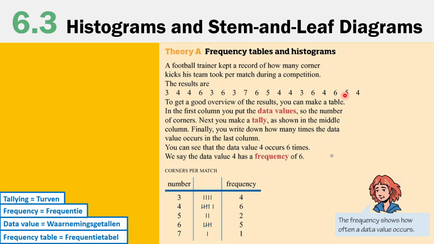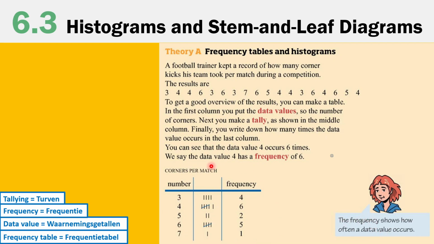And then you just tally them, right? So 3, 1, 4, 1, not a 4, 1, 6, and then you do that until you find the total, the so-called frequency. And in Dutch this is just called the frequentie. Betekent hoe vaak iets voorkomt. In English you can say the data value 4 occurs 6 times. A frequency shows how often a data value occurs.